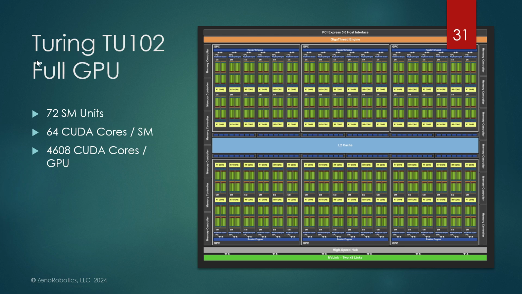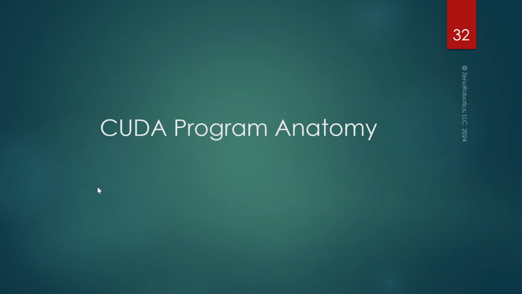And as you can see, within the same family, the TU-102 is quite mammoth, with 72 streaming multiprocessors or blocks and 64 CUDA cores. CUDA cores are yet another name for streaming processors. So you have 64 of them per streaming multiprocessor, and you end up with 4608 of these in total.